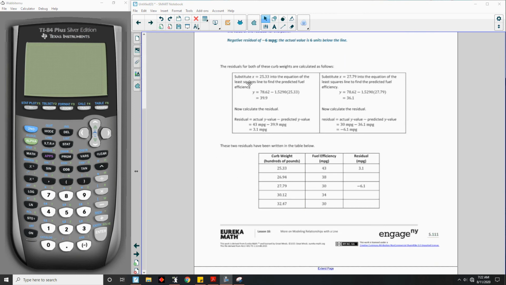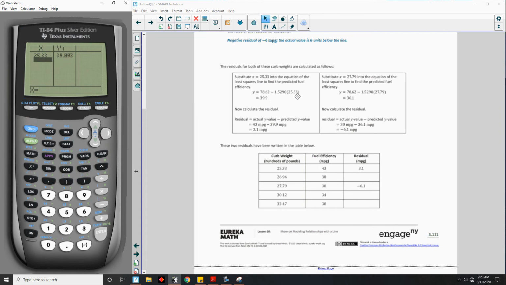Okay. The residuals for both of these curb weights are calculated as follows. Substitute x equals 25.33 into the equation of the least squares line to find the predicted fuel efficiency. So that's why I put this in my calculator. I can now go to my table in that second graph, and I forgot to delete all these, so let me just do that. Okay, and we want to put 25.33 in. So once this is in our calculator, we don't have to do the manual substitution, and you have to use your calculator anyway unless you want to do really long multiplication and round. So it came out to be 39.893, which is 39.9.